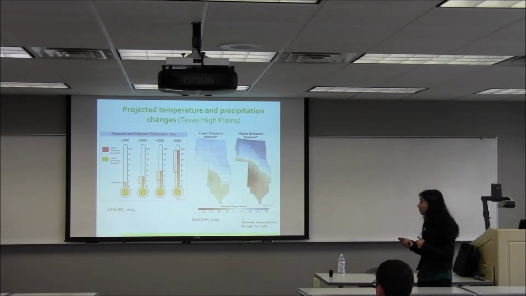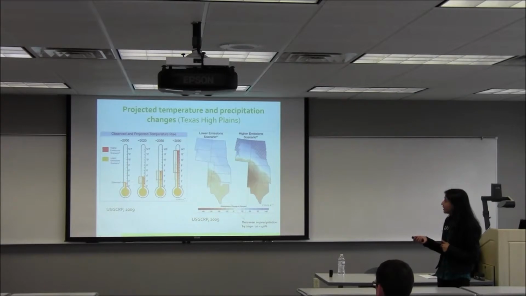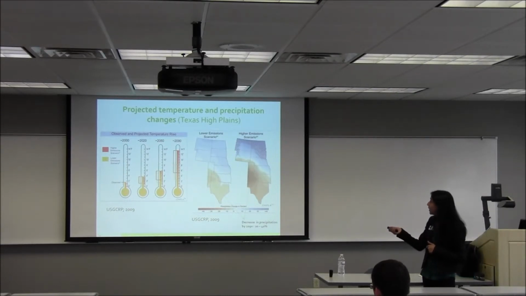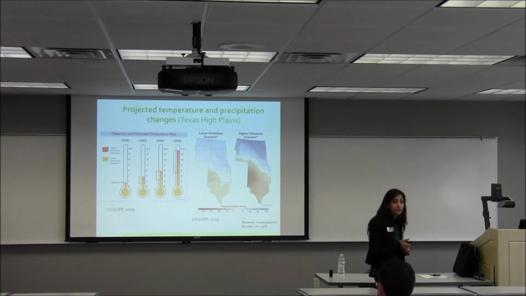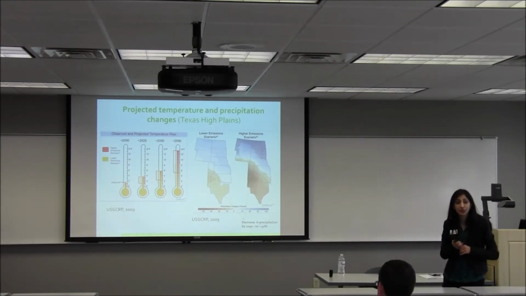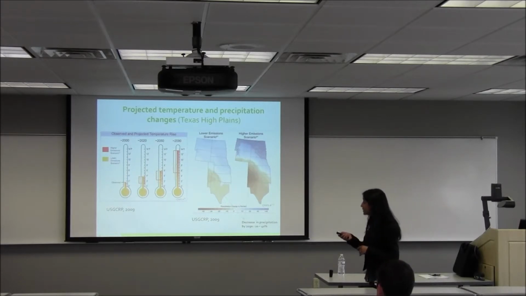And then the lower emission scenario is a little bit more balanced, trying to incorporate some renewable energy and less fossil fuels. So what they projected is that by the year 2050, there's a temperature increase of about 6 degrees, and by the year 2090, about a 13 degree increase from the baseline of year 2000. So that's a pretty high, significant projection in terms of temperature increase.